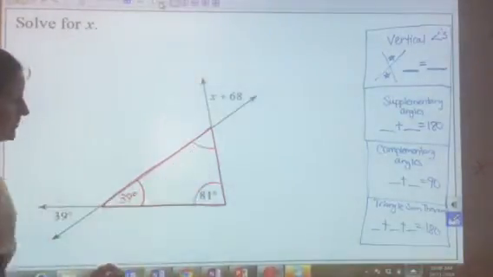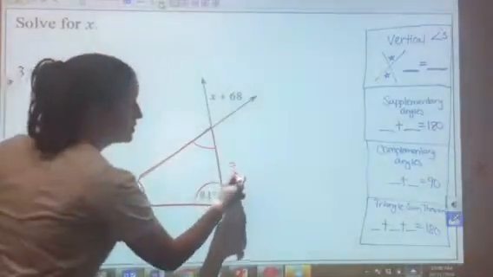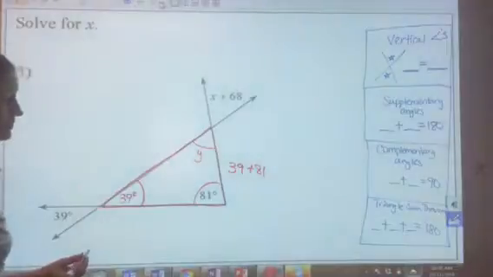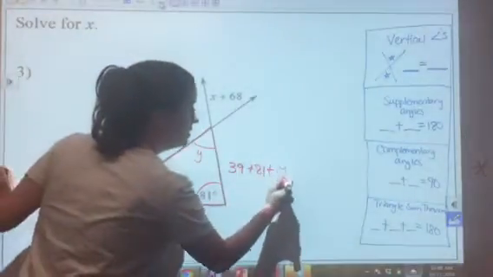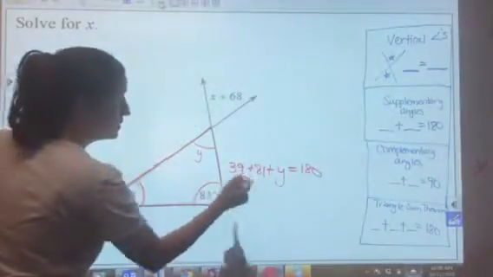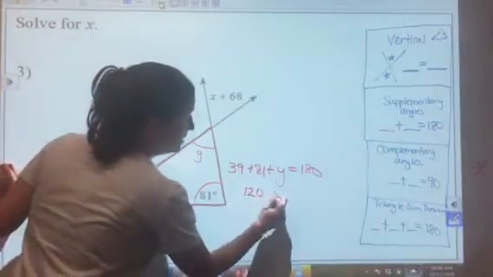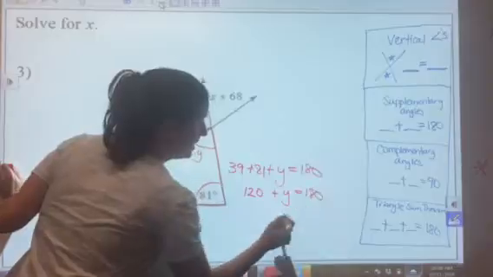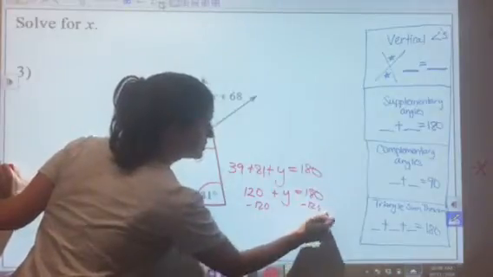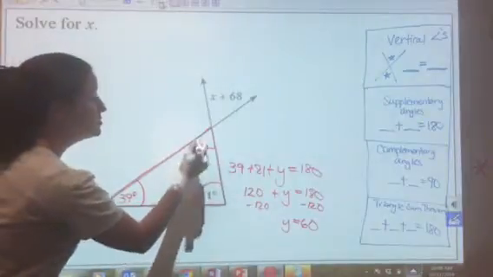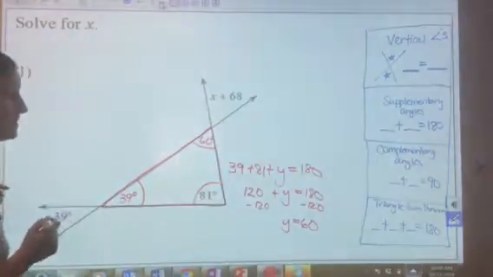The three angles inside of a triangle add up to 180. So 39 plus 81, I'll use y for now to represent this angle measurement, have to add up to 180. 39 plus 81 is 120, plus y equals 180, subtract 120 from both sides, and y equals 60. That represents this angle measurement, so that's 60 degrees.